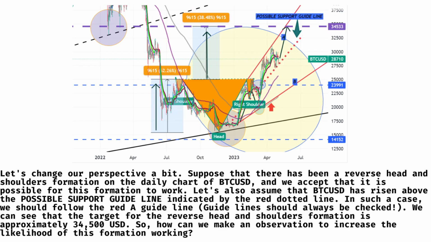Let's change our perspective a bit. Suppose that there has been a reverse head and shoulders formation on the daily chart of BTC-USD, and we accept that it is possible for this formation to work. Let's also assume that BTC-USD has risen above the possible support guideline indicated by the red dotted line. In such a case, we should follow the red A guideline. Guidelines should always be checked. We can see that the target for the reverse head and shoulders formation is approximately $34,500.